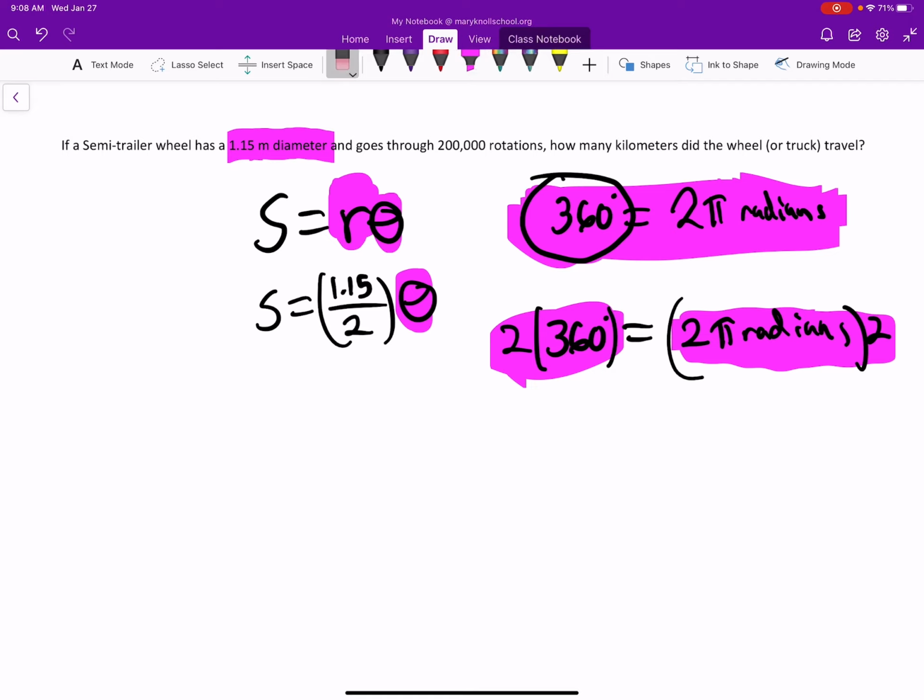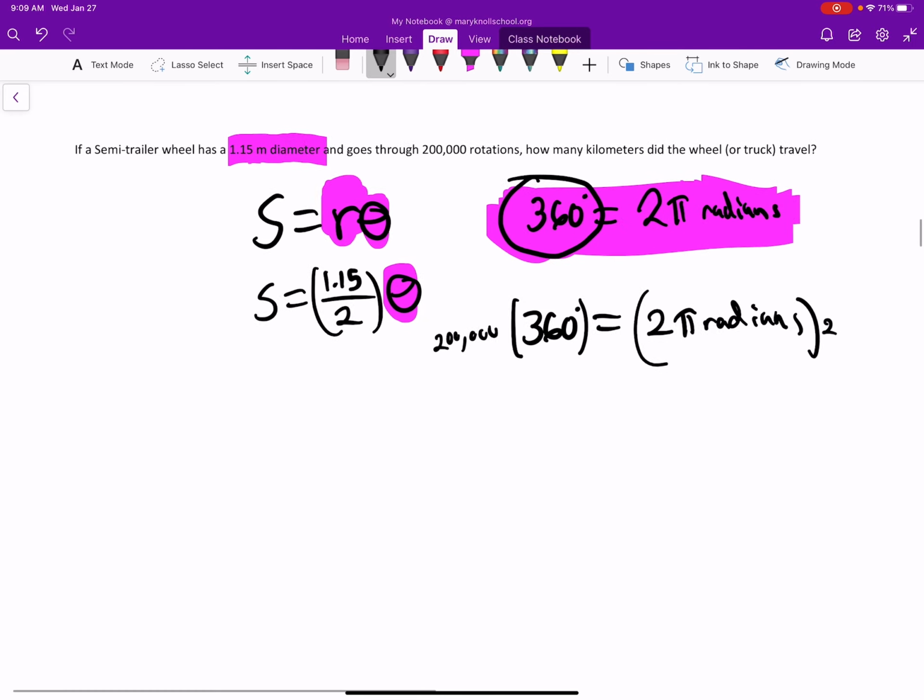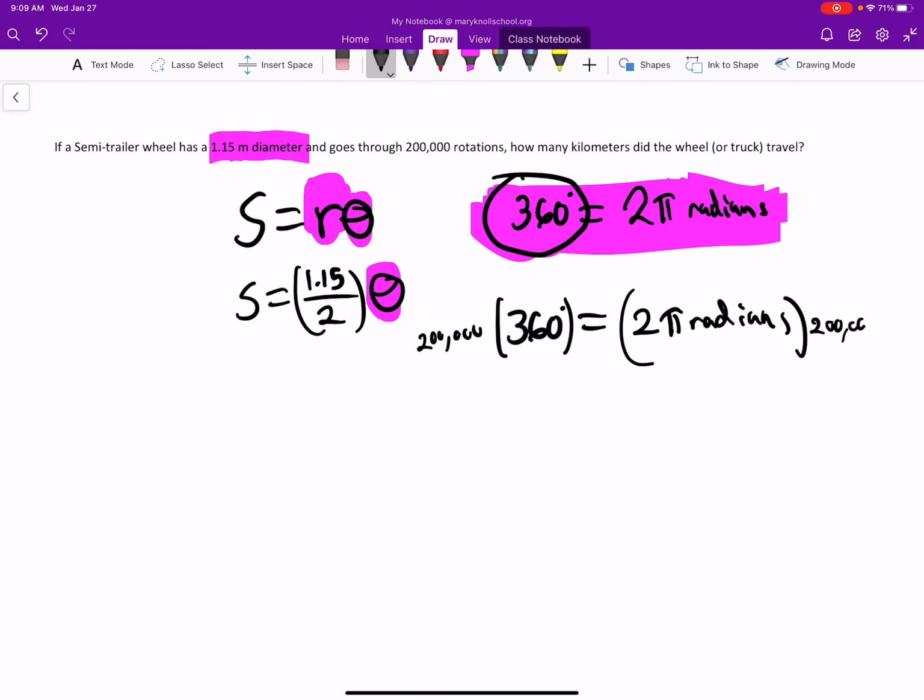So, okay, that's not enough. We don't need 2 rotations, we need 200,000. So instead, we need to multiply both sides by 200,000. Both sides. I hope you can agree with me now that this is 200,000 rotations. And we want to know how many radians that is, because this is in radians.